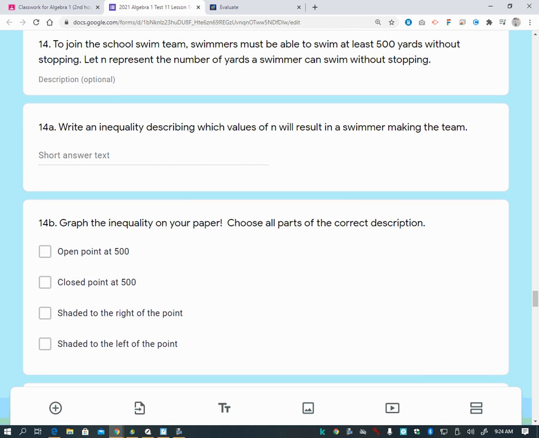All right. So to join the school swim team, swimmers must be able to swim at least 500 yards. That's an important part. I made special emphasis. What are the two most important words that I've read so far? At least. What does that imply? What type of question is this going to be?